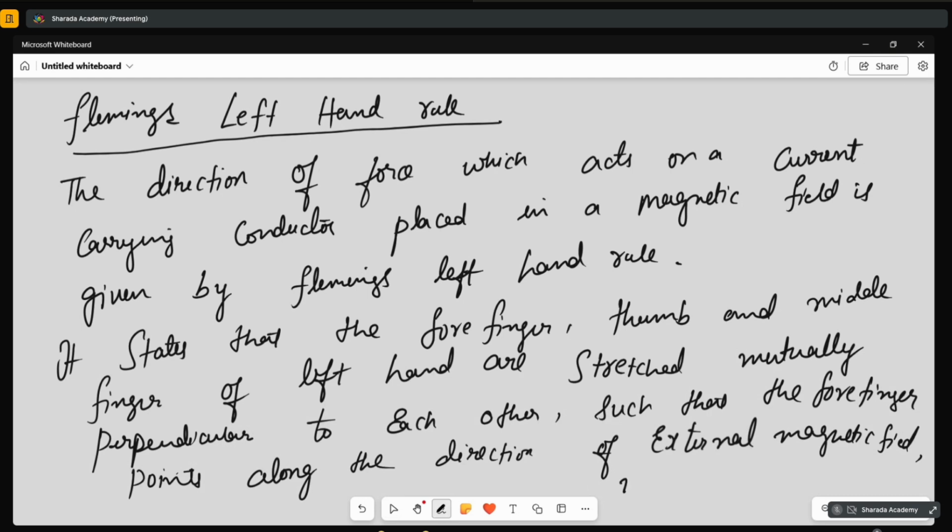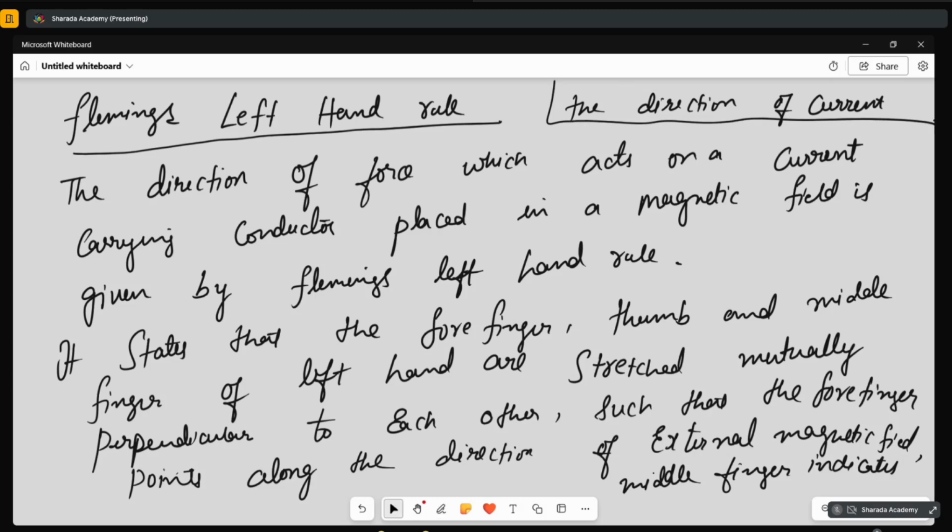Middle finger indicates the direction of the current. I'll write here the direction of current. Right. So the direction of the force which acts on the current carrying conductor we can know by Fleming's left hand rule. That means we are using the left hand to find the direction of the force.